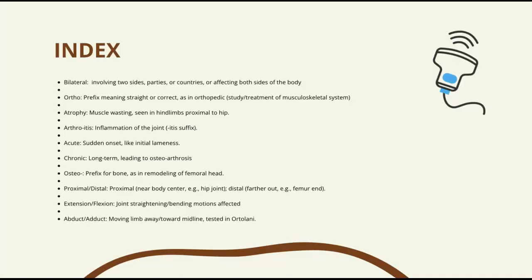Acute, which is a sudden onset like initial lameness. And then we have chronic, which is long-term, leading to osteoarthrosis. And then osteo, which is a prefix for bone, as in remodeling of the femoral head. And then we have our proximal and distal. Proximal is near body center or the hip joint, and distal is farther out, like the femur head.